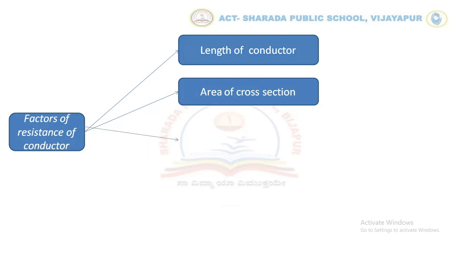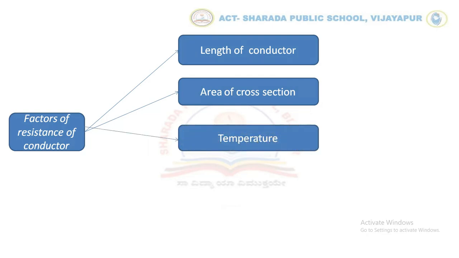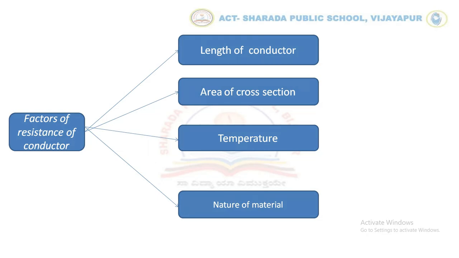A third factor, it is directly proportional to temperature. It means when the temperature increases, resistance will also increase. Fourth factor, it also depends on nature of material. It means resistance of a conductor varies from material to material.